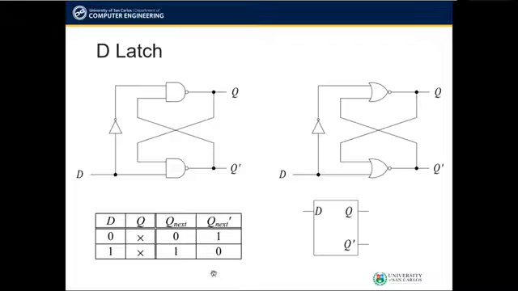Simply, what the D latch does is show on the next value of Q whatever the present value of the input D is. So as you can see, the input D value is simply reflected on the next value of Q. If input D is 0, the next value of Q is 0. If D input is 1, the next value of Q is 1. Q next prime is simply the complement of Q next.